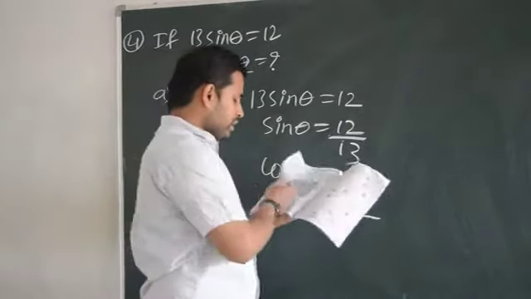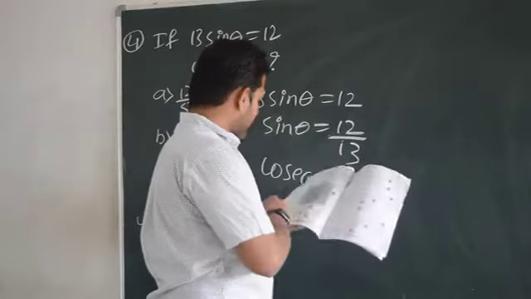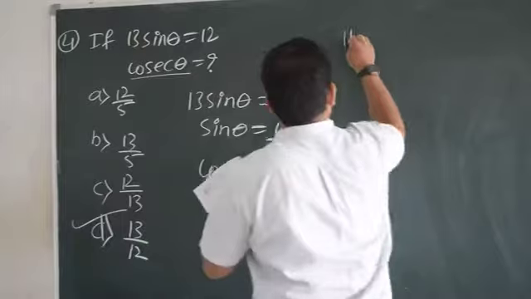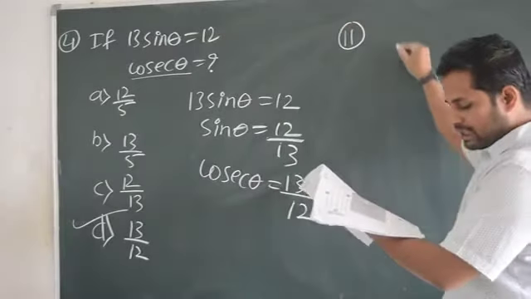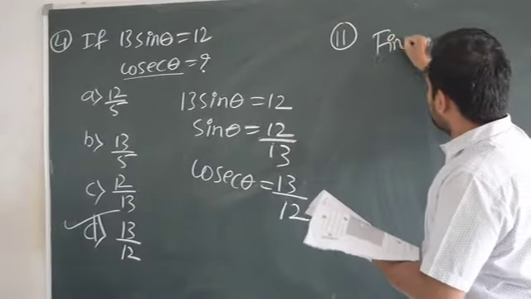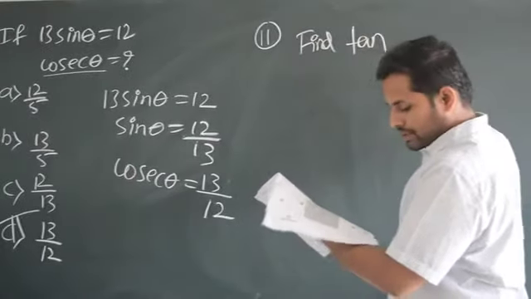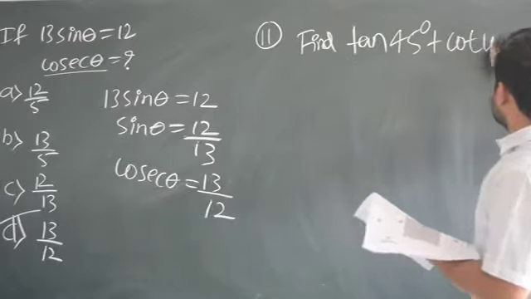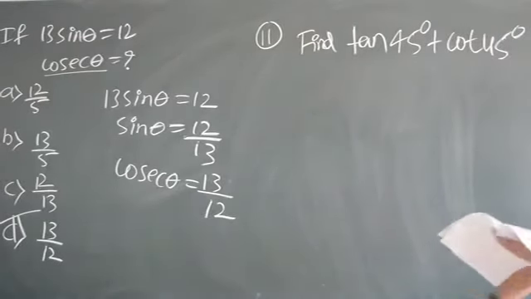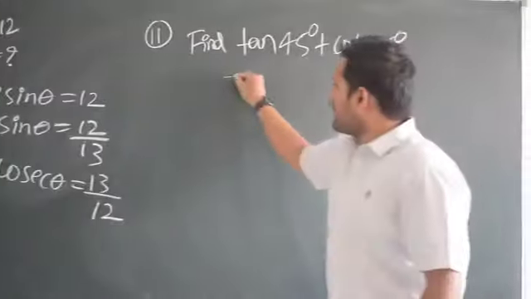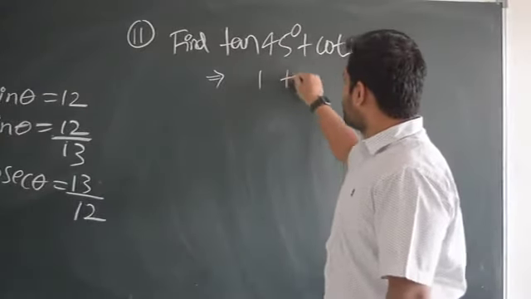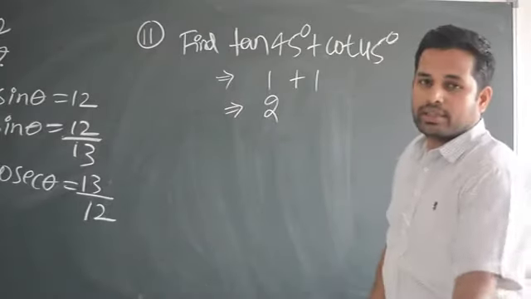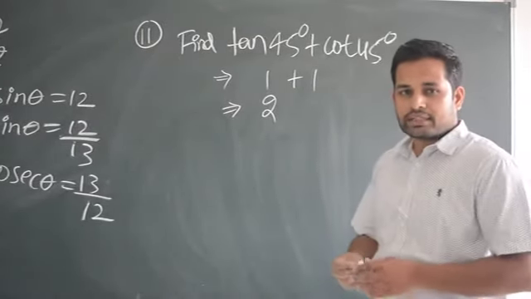Then we have one more simple question. I think this is the 11th question. The 11th question was asked like this: find tan 45 degree plus cot 45 degree. They are asking you to find the answer for this. So tan 45 degrees is 1, then cot 45 is also 1. So 1 plus 1 will be 2. These are the two simplest questions which were asked in the exam.